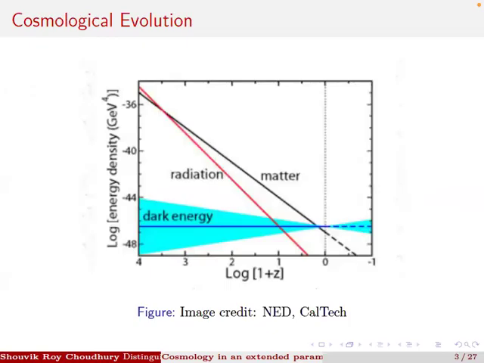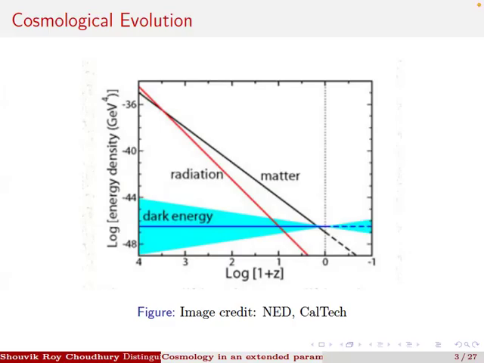I'll start with something very basic. We have basically three kinds of constituents of the universe, which are radiation, matter, and dark energy. In the early universe, the radiation energy density dominates the other constituents at very early epochs or very high redshifts, close to 10 to the power 4. At that time, radiation was dominating. But at some point around a redshift of 3,400, we get matter-radiation equality, and radiation density falls off much faster than matter density as the universe expands.